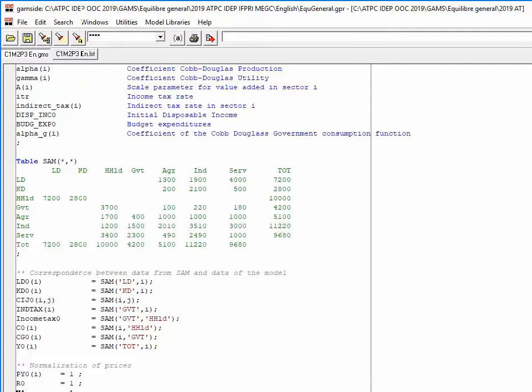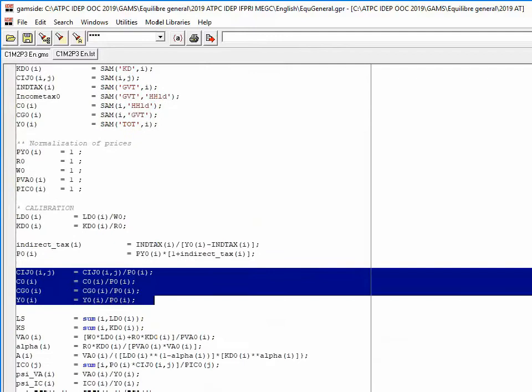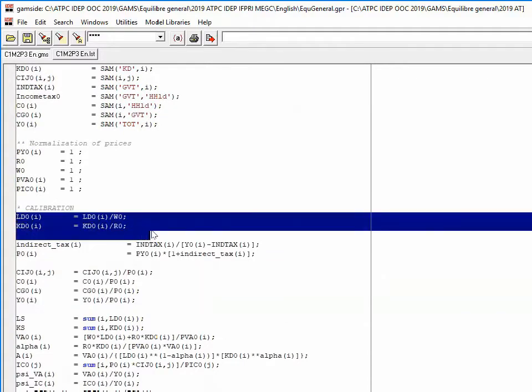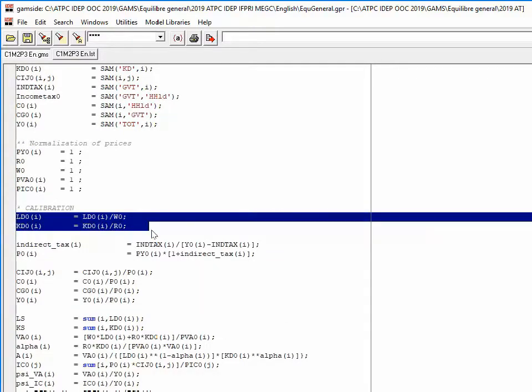Okay, before that I started the calibration by writing a division of LD0 by W0 and KD0 by R0.